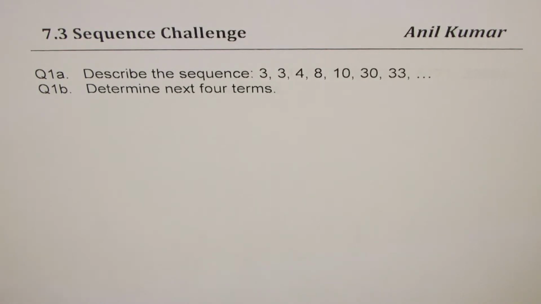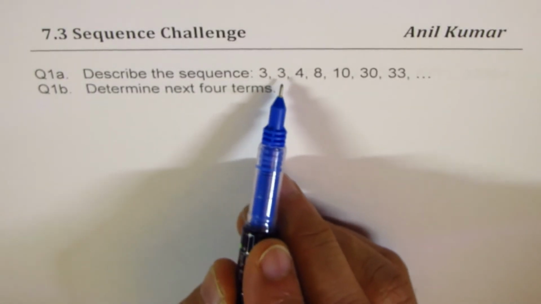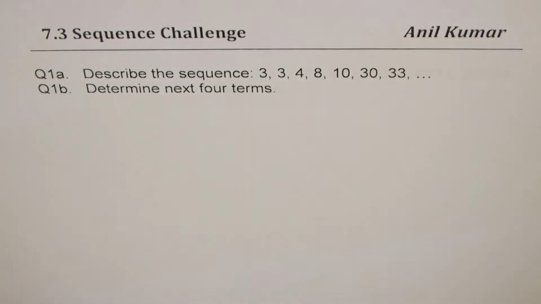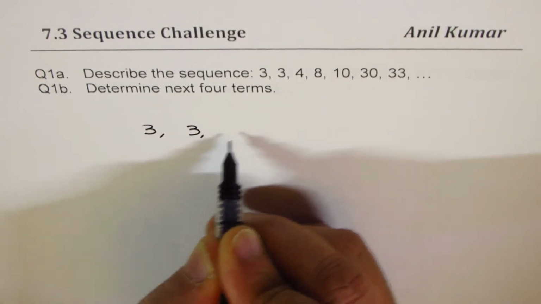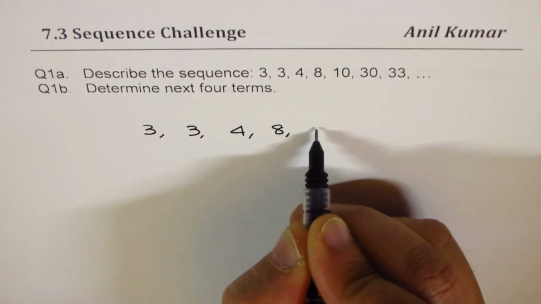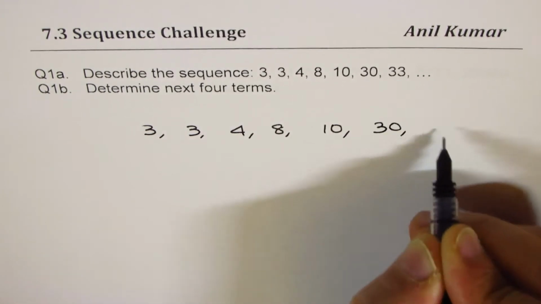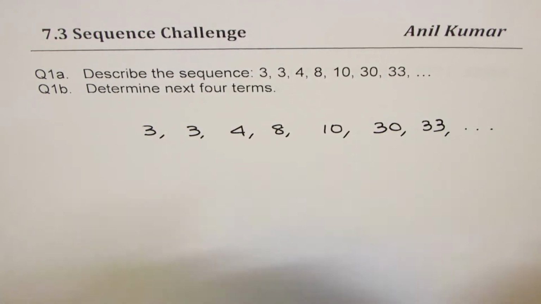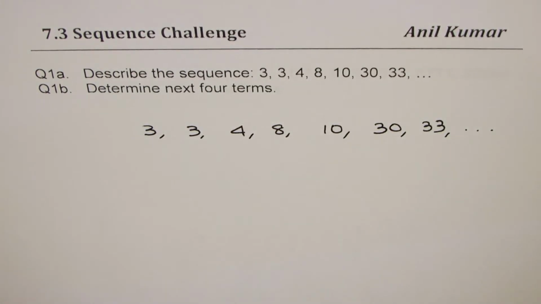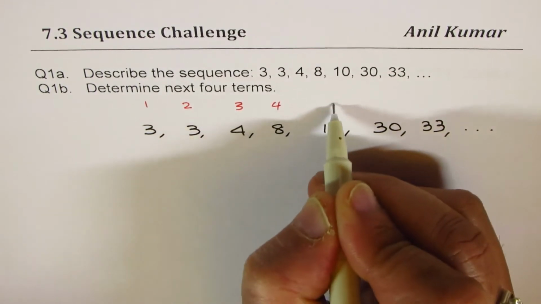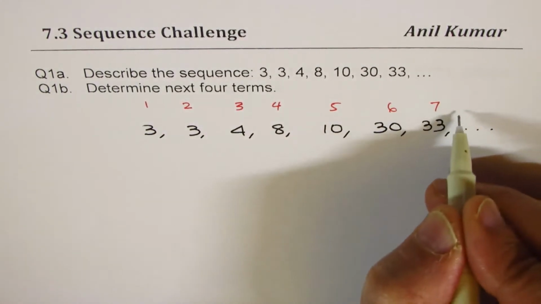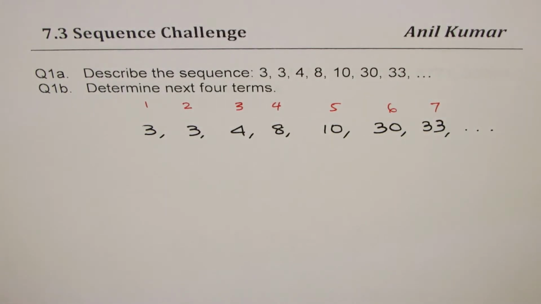Question number 1A. Describe the sequence 3, 3, 4, 8, 10, 30, 33. So let's write down these numbers. We have 3, 3, 4, 8, 10, 30, 33, and so on. So how does this sequence go? We know this is our term number 1, this is term number 2, 3, 4, 5, 6, 7, and so on. Okay. So how do you think it is moving? Do you see some kind of pattern?